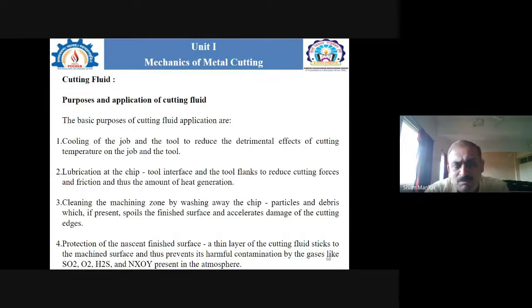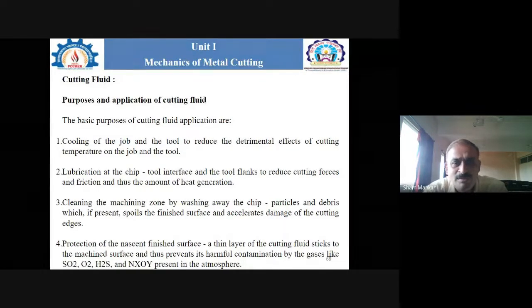For that purpose, we use the cutting fluid. Apart from the basic purpose of cutting fluids, we also have to check whether the particular type of cutting fluid is appropriate for the workpiece material and the tool material. That part we will discuss later on. But basically, one must know the basic purpose for which we are using it, or why the cutting fluid is required.